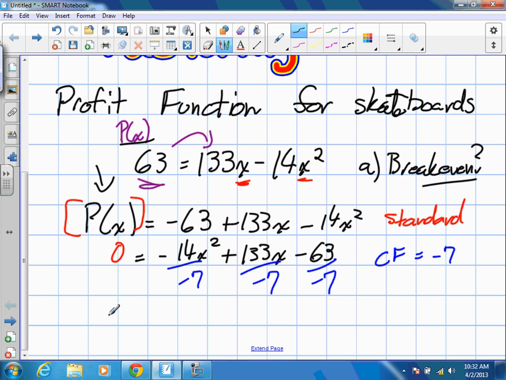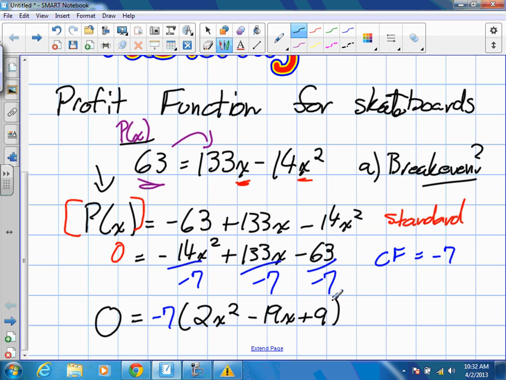So this will still read 0 is equal to the negative 7 comes outside. When we divide negative 14 by negative 7, what will we get? Right. So 2x squared. Now this is a positive divided by a negative, so we're going to have a negative value. And when we take 7 out of our 133, what is it? 19? Yeah, that's right. 19x. And when we divide negative 63 by negative 7, what will we get? Positive 9, right? Positive 9.